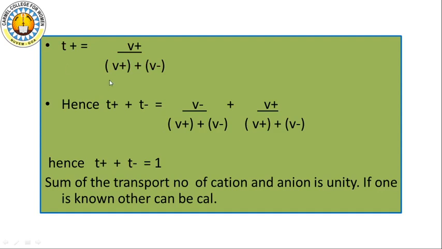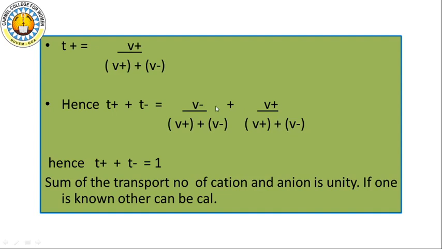Similarly, we can write the transport number of the positive ion as equal to the speed of the positive ion divided by the total speed of the positive and the negative ion. If we add the above two equations, that is T plus and T minus, we get V minus upon V plus plus V minus, plus V plus divided by V plus plus V minus.